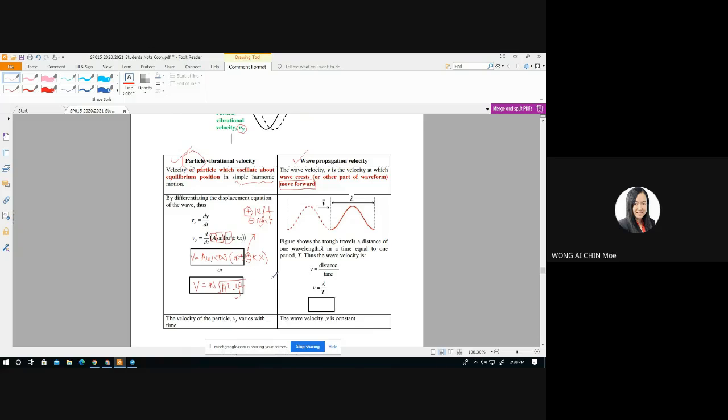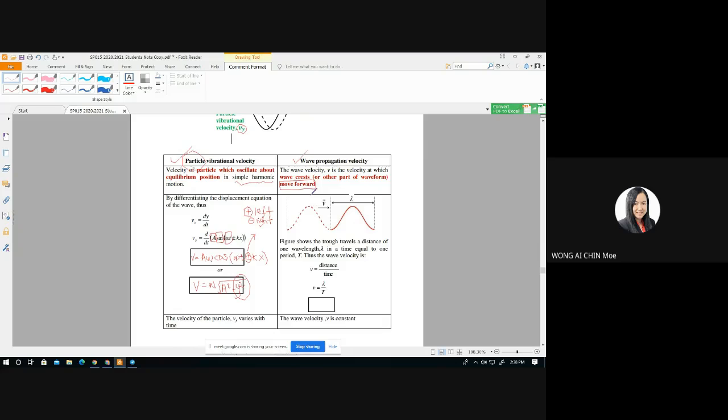The x square there refers to the particle moving up and down. But in this chapter, propagation of wave, progressive wave, our x will change to y because your particle is moving up and down in the y direction. That's why we change this to y square.